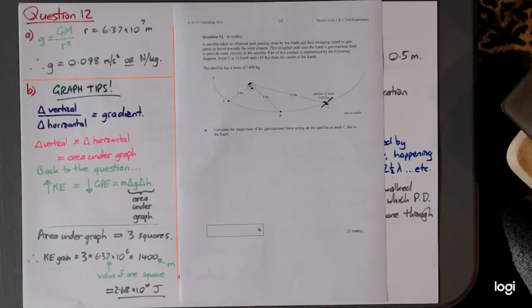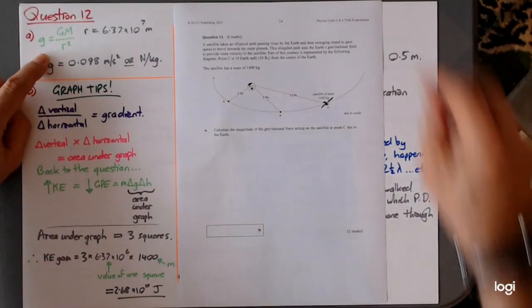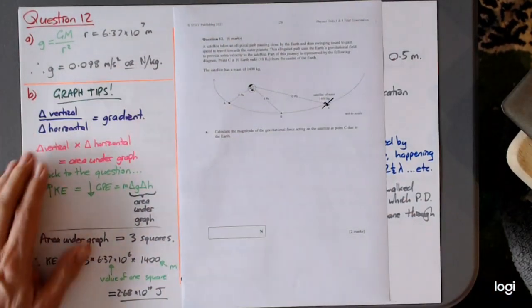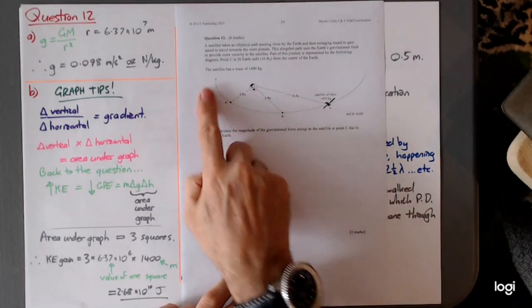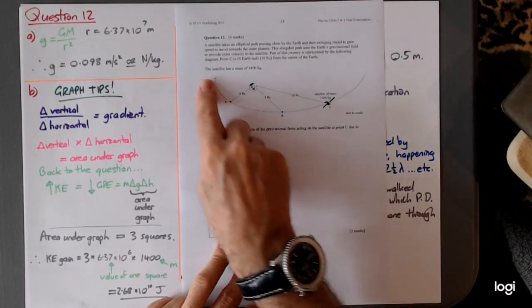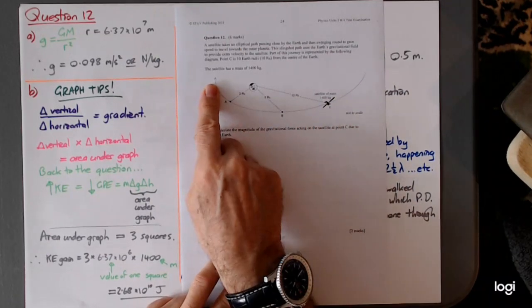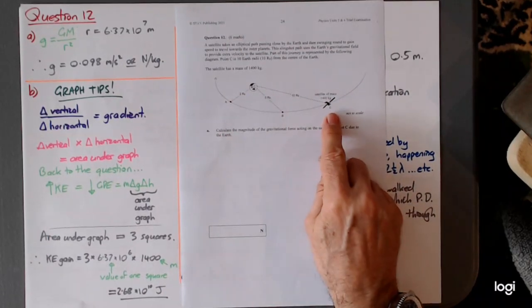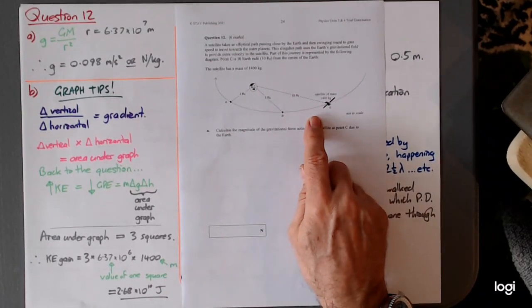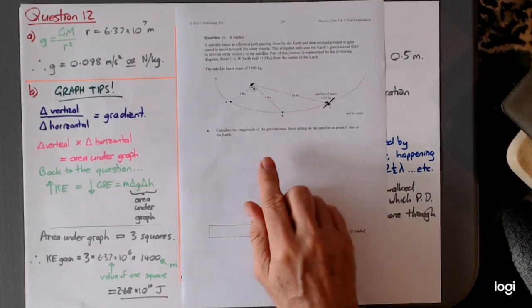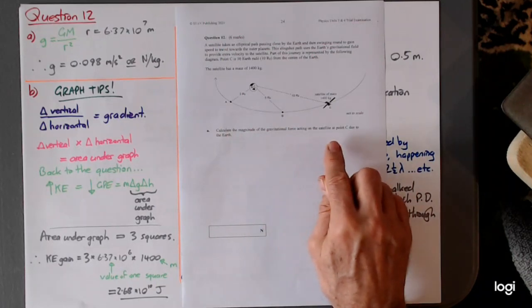Question 12, we've seen this formula a lot in the last couple of exams that we've done. This should be a pretty straightforward one. It basically says a satellite is taking an elliptical path around Earth. It's going to get closer and closer. At this particular point, point C, it is 10 Earth radii away from Earth. And the question says, calculate the magnitude of the gravitational force acting on the satellite at point C due to the Earth.